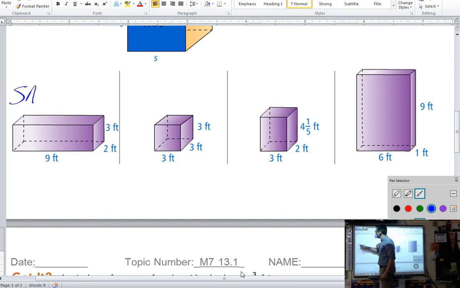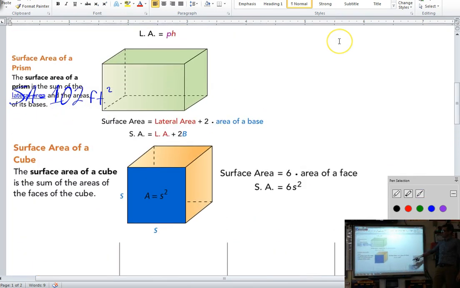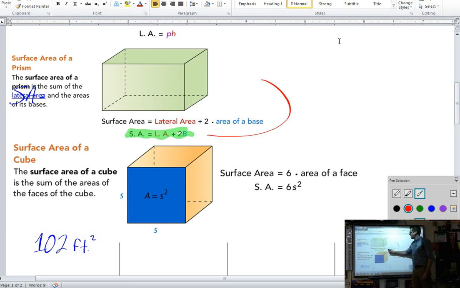And we found out that this was, who can remind me? 102. 102 feet squared. We have to have our labels. And we solved that using the formula that was up on our paper. So as a reminder, if you don't have these notated, highlighted, somehow sticking out on your paper, this formula works for any prism.